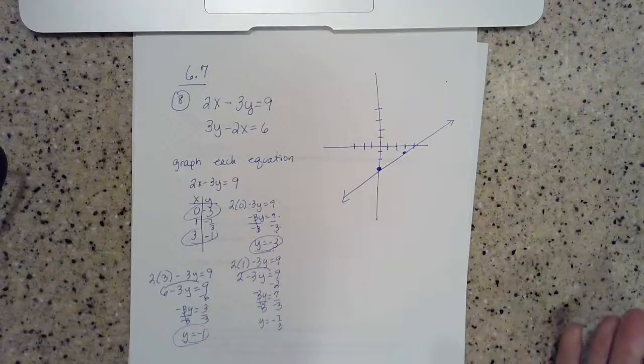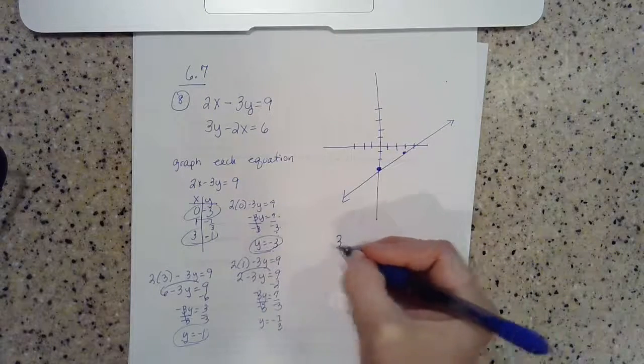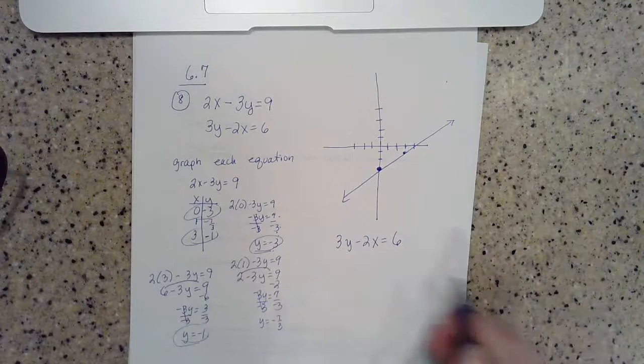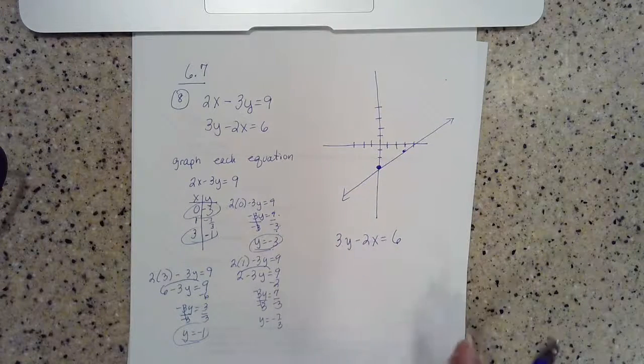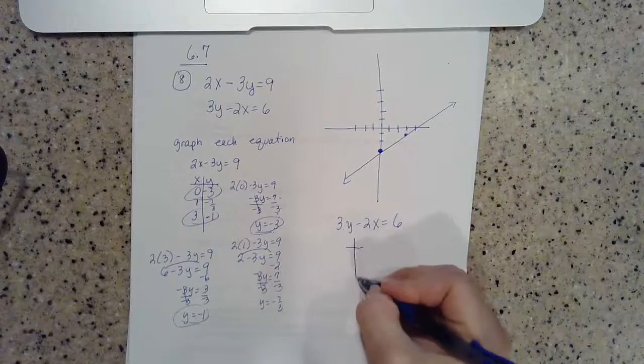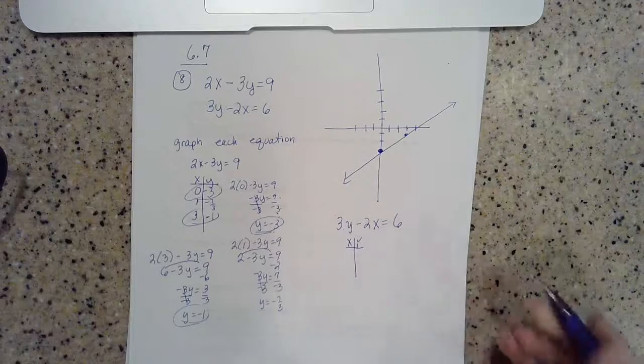Now I've got to repeat the process. So the second line, 3y minus 2x equals 6. Notice they've got it transposed there, not in the xy order we're used to seeing. If it would have been in order, I might have noticed that these 2 lines are similar.